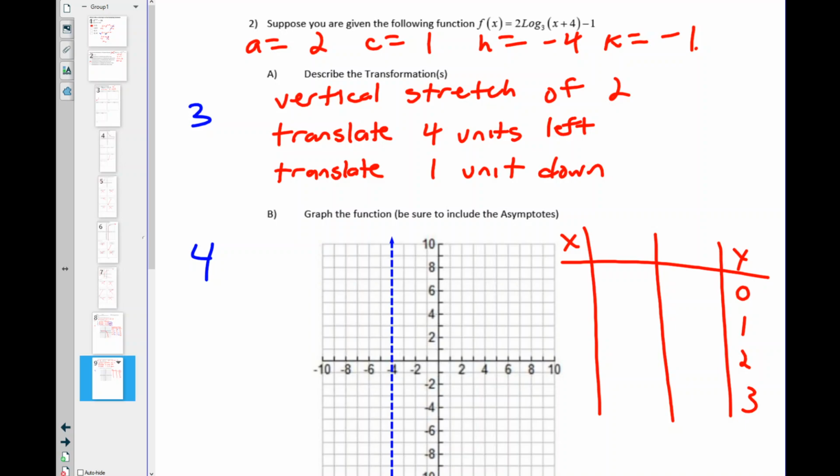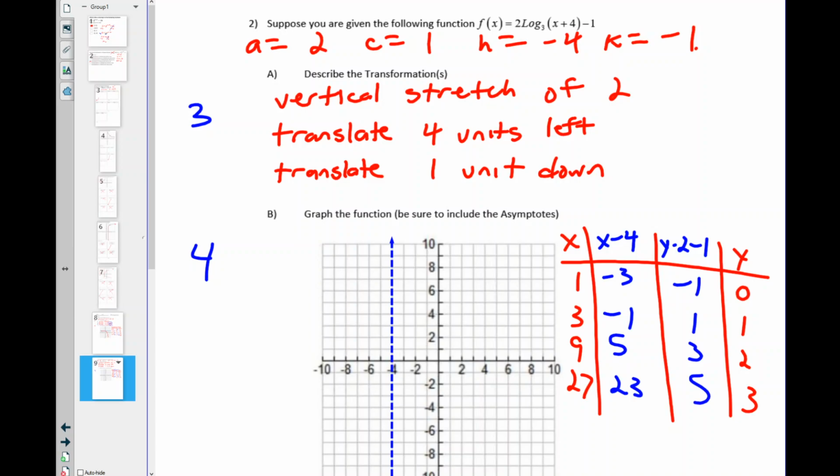3 to the 0 is 1. 3 to the first is 3. 3 squared is 9. 3 cubed is 27. Once I have these starting points, now I want to get all my x's and subtract 4. And I want to get all my y's times 2 and then -1. So this gives me -3, -1, 5, and 23. That one's going to be too big to fit. Times 2 so there's -1, 1, 3, and 5.